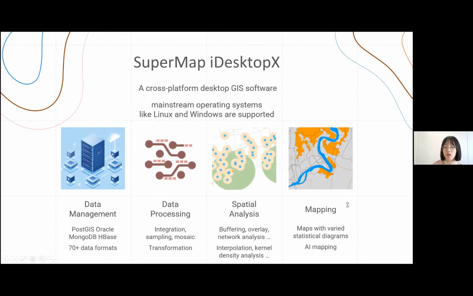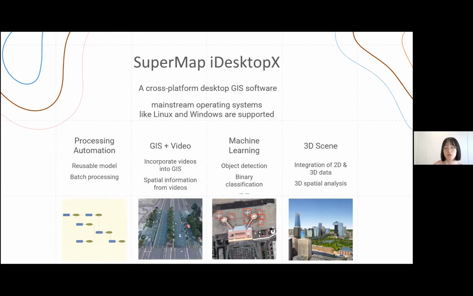And not only can we design our maps in the traditional GIS method, but also we can use AI mapping tools to automatically create maps in the style of a reference map or a reference picture. And besides, SuperMap iDesktopX also provides users with more advanced and sophisticated GIS applications like processing automation, integration of GIS and video, machine learning tools, and the integration of 2D and 3D data.